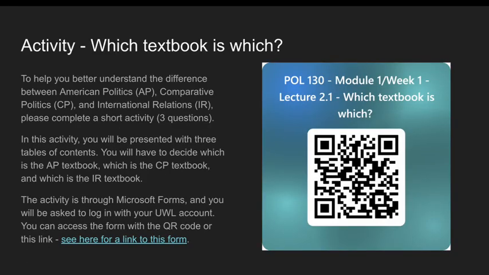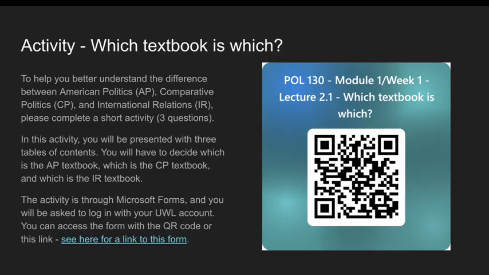All right, so one thing that I am going to have you do this week, based on this little mini lecture, is to go to this Microsoft form. At this form, you're going to see screenshots of tables of contents of three different textbooks. One is an American politics textbook, one is an IR textbook, and one is a comparative politics textbook. I'm going to ask you to read the tables of contents and try to figure out which is which. The reason I'm having you do this is just to get a better sense of the difference, in particular, between comparative and IR.